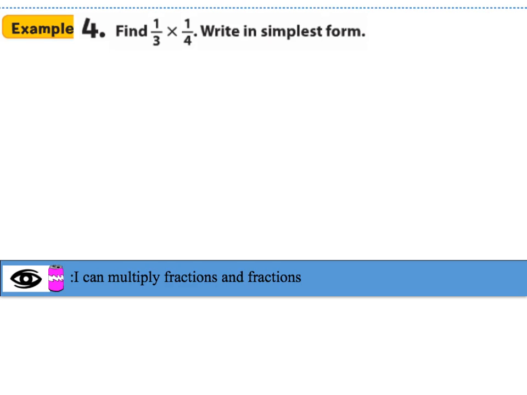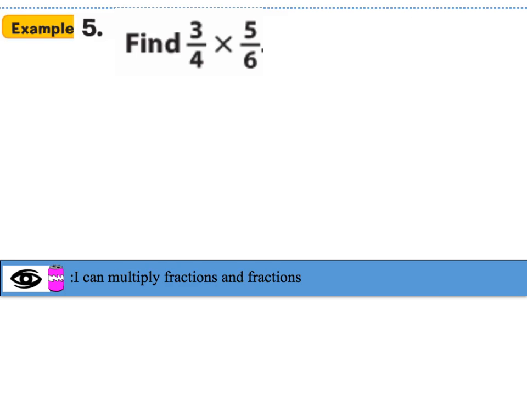So I'm going to take my first fraction, which is 1/3, and I'm going to multiply 1/4. If I look at these 2 fractions, I can't cross-reduce, so I'm just going to multiply the numerators and multiply the denominators. So when I multiply 1 times 1, my new numerator becomes 1. And when I multiply 3 times 4, I get 12. And I can't reduce 1/12, so that would be my final answer.